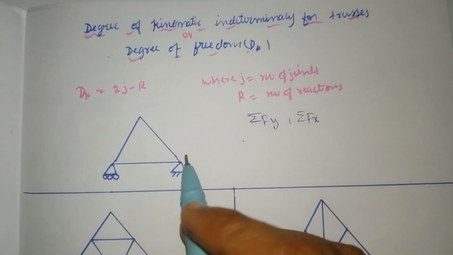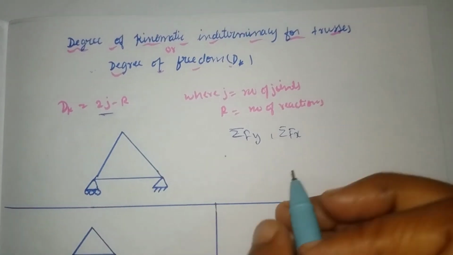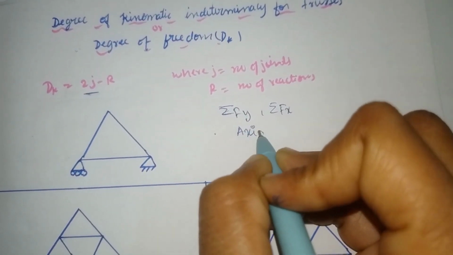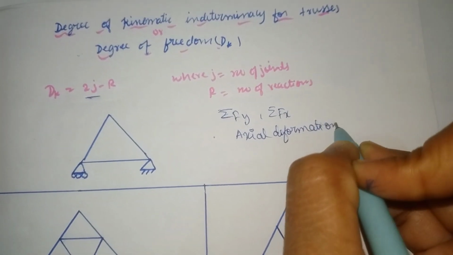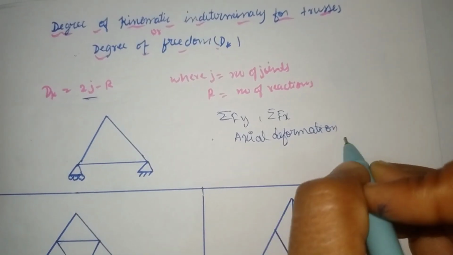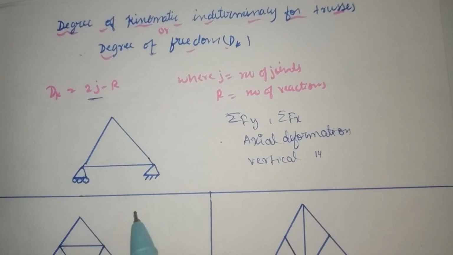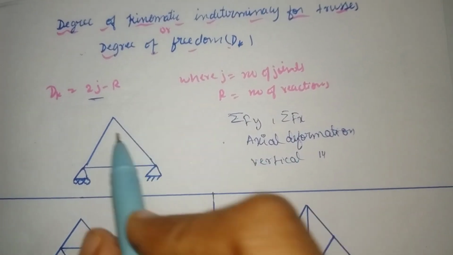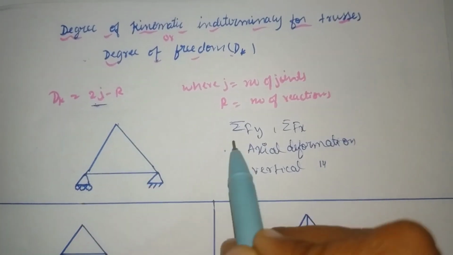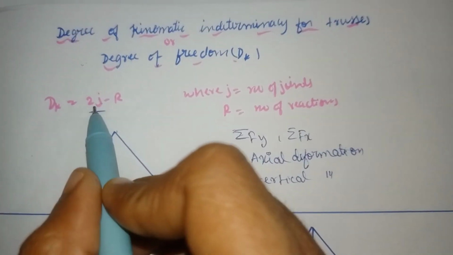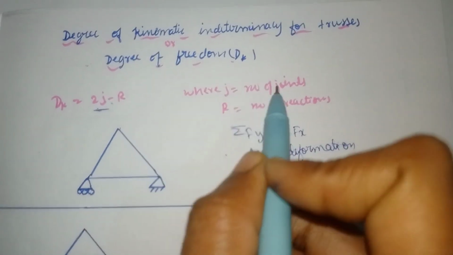So in our problem, 2j is there. It means to solve any joint, there are two equations: one is axial deformation, also called the horizontal deformation, and the other is vertical deformation. In the case of trusses, there is no moment. That's why, in 2j, j means at any joint we have two equations, one axial and another vertical. That's why the formula is 2 into j minus r, where r is the number of unknowns and j is the number of joints.